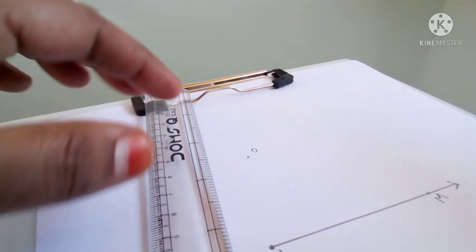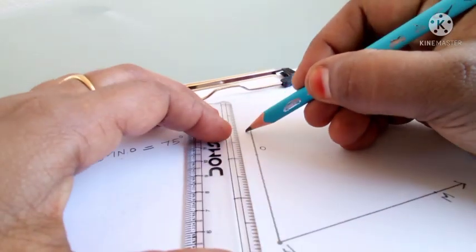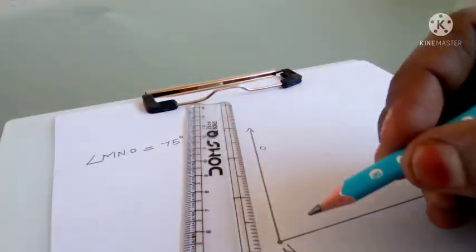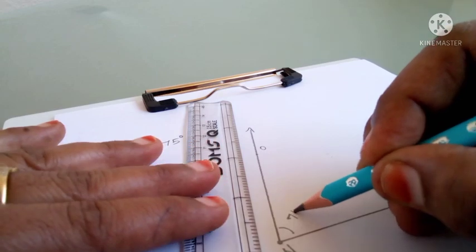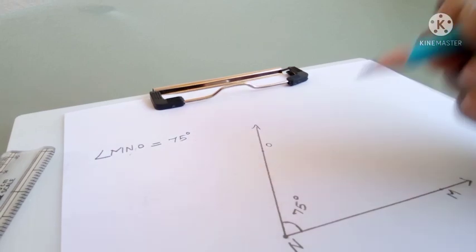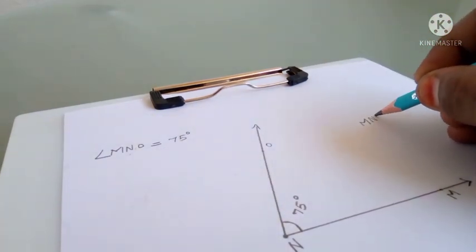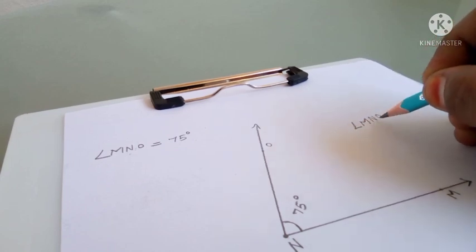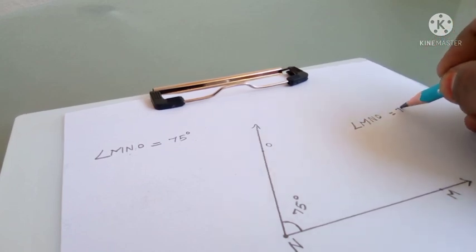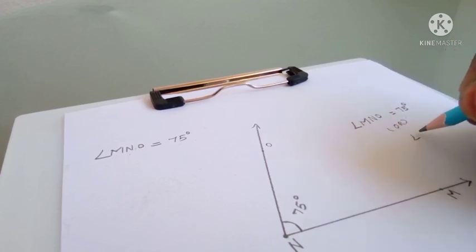And join the points and mark the angle and write the angle. Now we have drawn angle MNO is equal to 75 degree. Otherwise we can say angle N is equal to 75 degree.